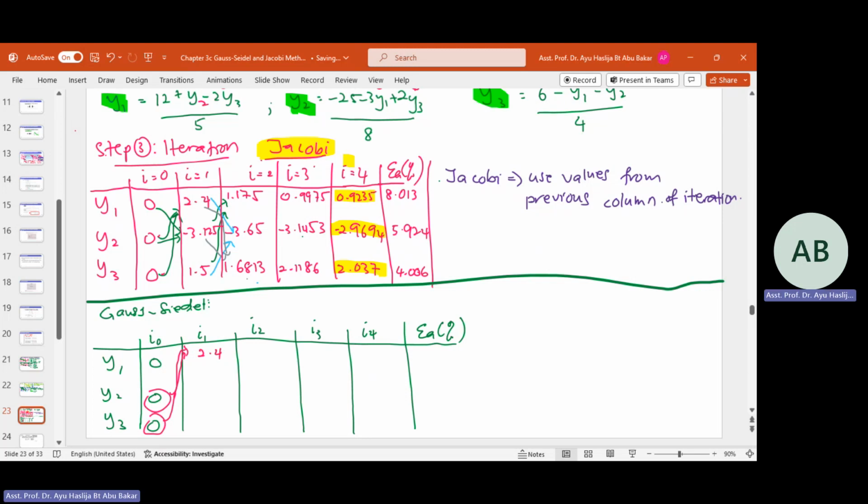Okay, now to find Y2, we need Y1 and Y3, right? In Gauss Seidel, it uses the latest value. So for Y2, you use this Y1, not the 0. You use the latest value of the iteration. So you use 2.4, then for Y3, the latest one here is 0. You will get your Y2.